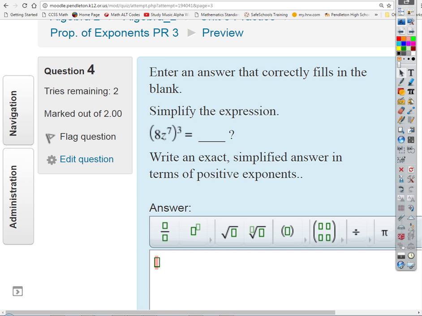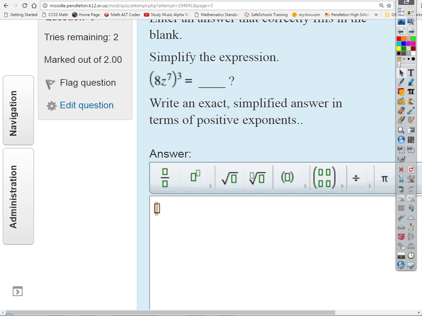Okay, what about this guy? Can't do anything inside the parentheses. What can I do to that exponent? Distribute. Yeah, so we'll just distribute the 3 to both bases. So I'm going to get 8 cubed, which is 512, I think, times z to the 7th to the 3rd. What's that? Z to the 21st. Because when we take a power to a power, we multiply, right?